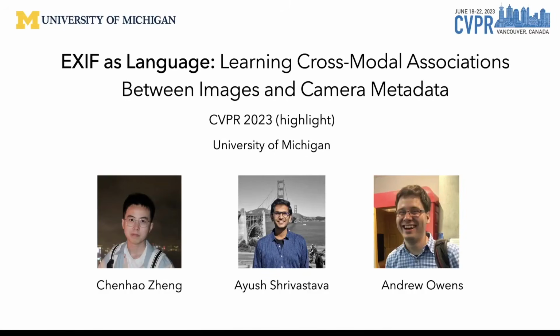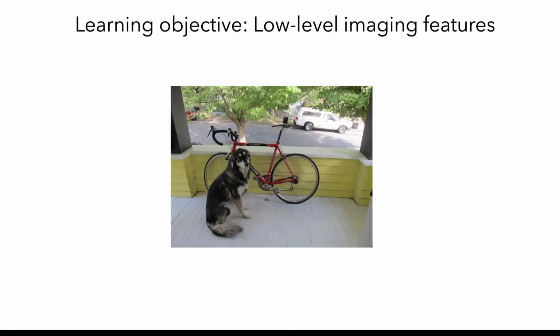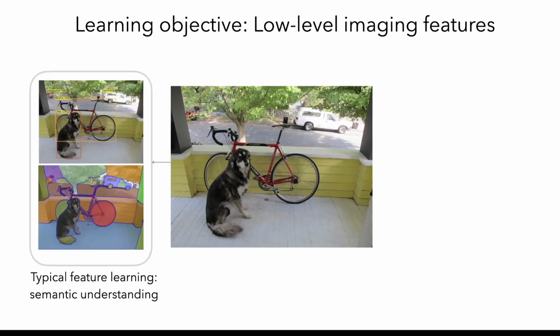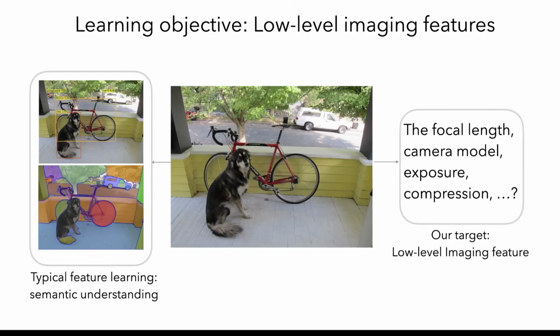Hello everyone, I'm Chen Hao. Let me begin this talk with the overview of our paper. Typically, the goal of training multimodal representation is to learn about the high-level concepts, such as the objects and the scenes. But often, it is just as important to know those low-level imaging properties, such as the type of camera that shoots the photo, its length, and exposure.